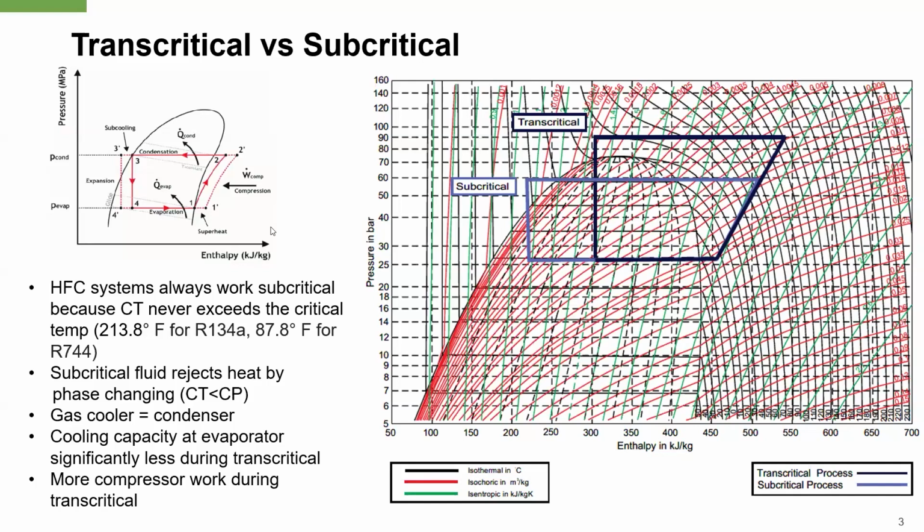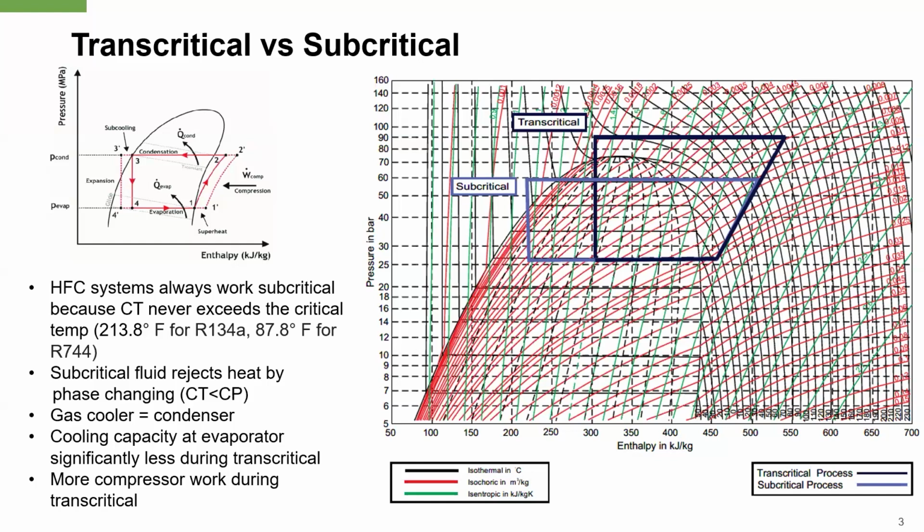If we contrast that with the physical properties of CO2, the critical temperature is just under 88 degrees. So that's a temperature that we see very commonly all across the US. And so this transcritical versus subcritical operation becomes part of the conversation. We're operating subcritically when our condensing temperature or our leaving gas temperature is below that critical temperature. And what's important is that a subcritical fluid can reject heat by actually changing phase, by condensing. Above the critical temperature, we can only reduce the temperature of that fluid.